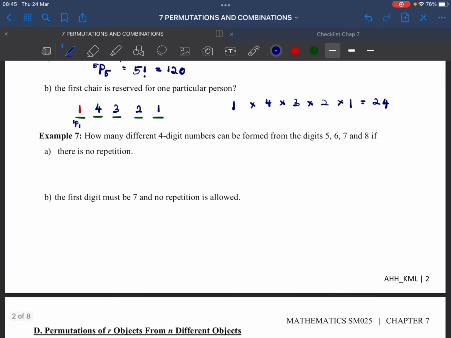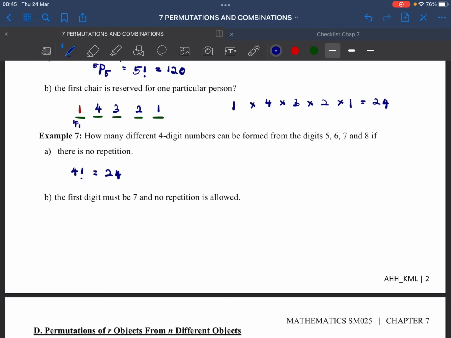So, let's see example 7. How many different 4-digit numbers can be formed from digits 5, 6, 7, 8 if there is no repetition? Okay, 5, 6, 7, 8, we have 4 digits there. If there is no repetition, no restriction, so it's just straight away going to be 4 factorial. Okay, 4 factorial is equal to 24.